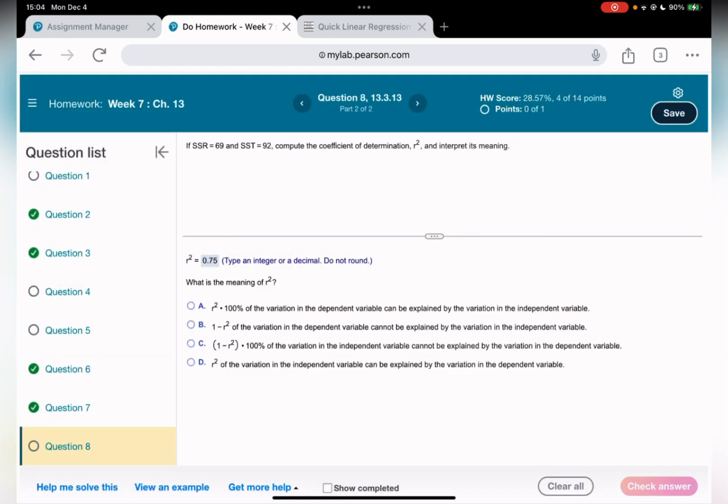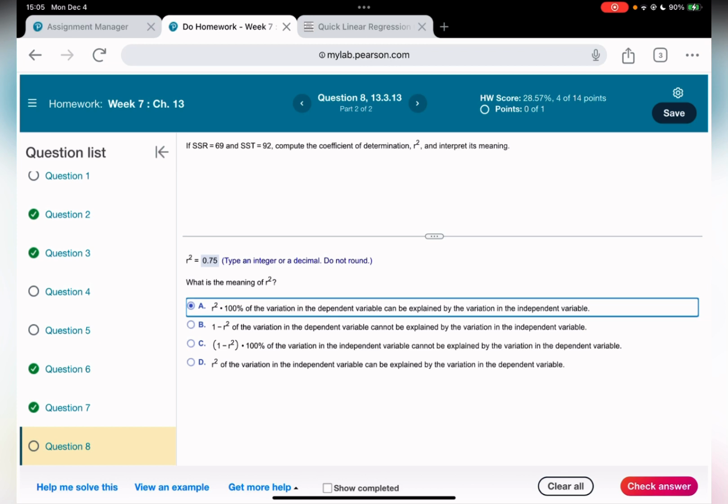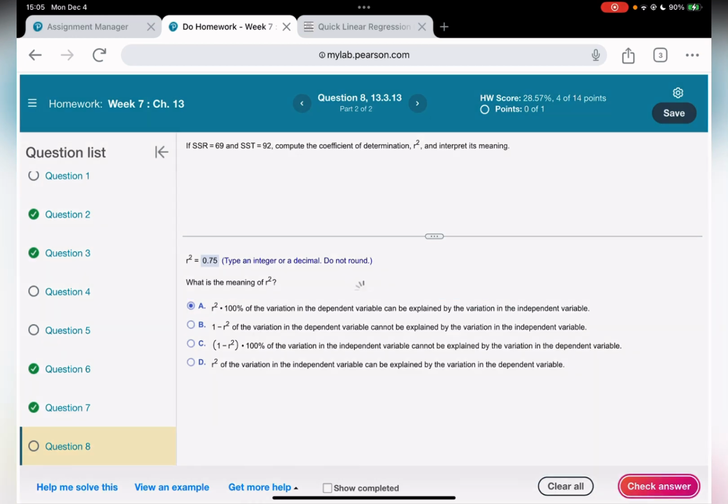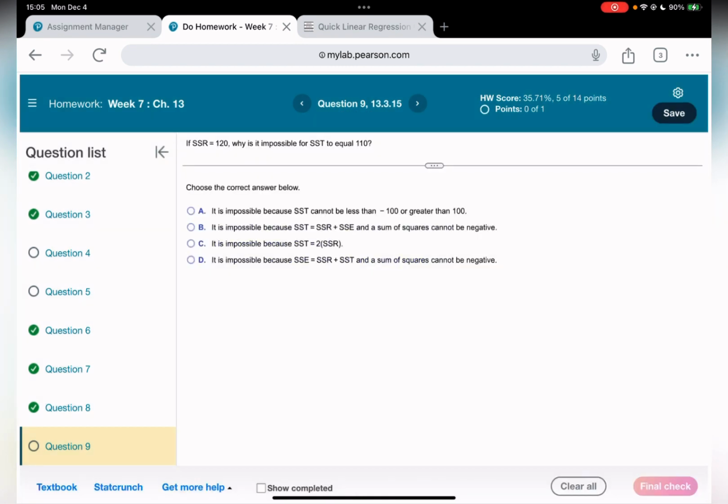Okay, and the explanation to this is clear, similar. R squared times 100, right? We have to multiply by 100 of the variation in the dependent variable that can be explained by the independent variable. Okay, let's check it. All right, moving to question number 9.